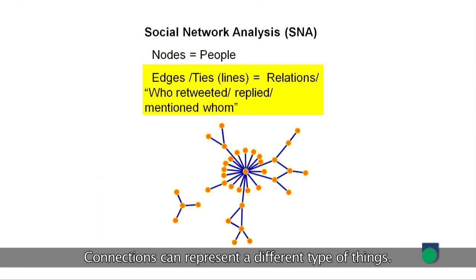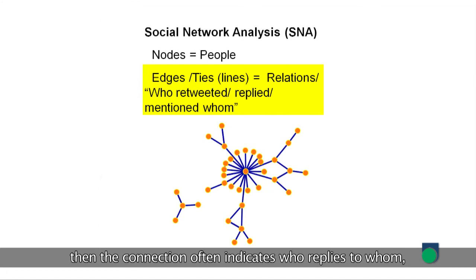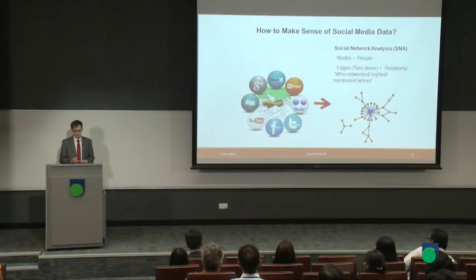Connections can represent different types of things. If you study online discussion forums, then the connection often indicates who replies to whom, so who talks to whom in the forum. But sometimes you might be studying social relationships, collaborative relationships. And then the connection can indicate, let's say, who works on the same project with whom.